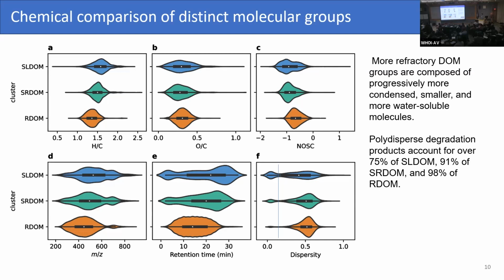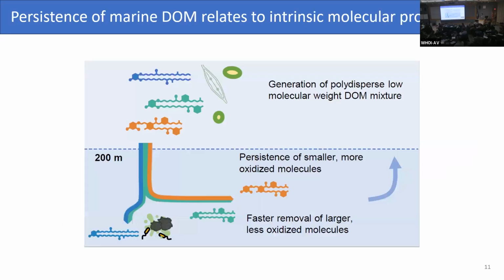We can also look at whether these molecular features are corresponding to specific biomolecules or degradation products based on this dispersity index, which determines if something is a sharp chromatographic peak or a broad unresolved mixture. And we find that basically, even in the case of semi-labile DOM, most of the material that we're detecting is polydispersed degradation products, and that's even more the case in these refractory components.